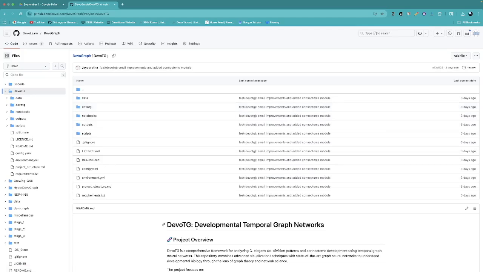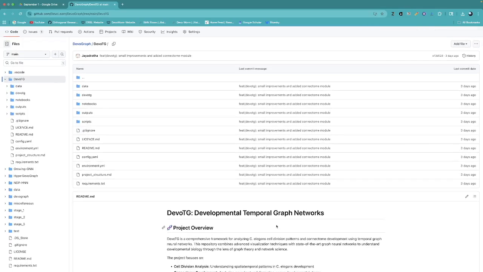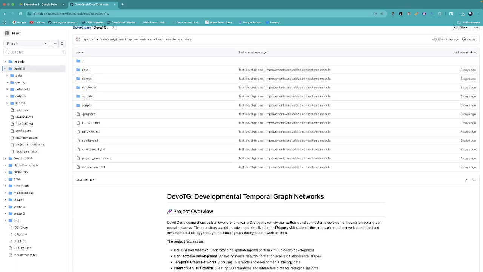DevoTG stands for Developmental Temporal Graph Networks. So these are temporal graph networks, a subset of GNNs, where you look at the time dependency of different network topologies and how they change over time. And so this was the project where he was using a secondary data set to calibrate these graphs and to build visualizations. So he got a lot of work done this summer.